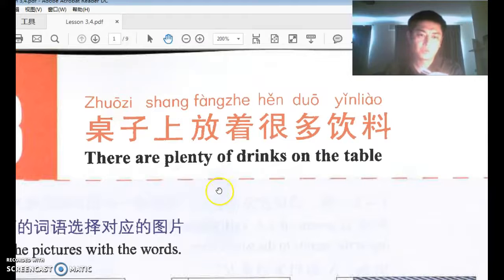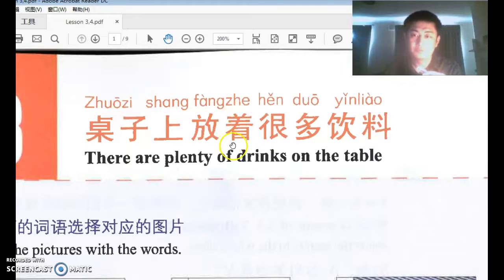The title 题目 is 桌子上放着很多饮料。Translation: there are plenty of drinks on the table. We have learned something similar. This structure is not entirely new. We learned 桌子上有 blah blah blah, right? 有一个电脑 or 两个杯子. The difference is this 放 and 着.